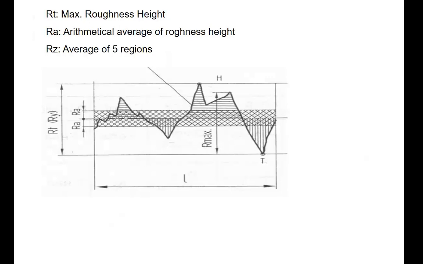Rt. Or along the path, we can find 5 regions, and for each region find the roughness height and take the average of the 5 regions. If the average of 5 regions has been shown in the annotation, then the roughness value is to be preceded with this abbreviation, Rz.